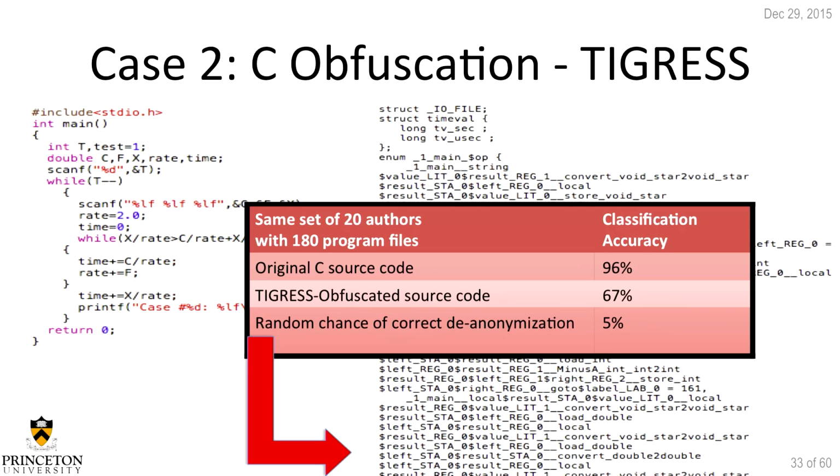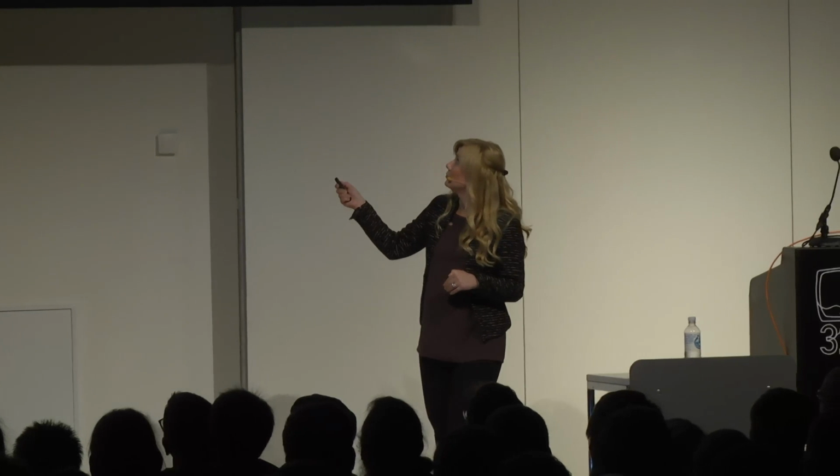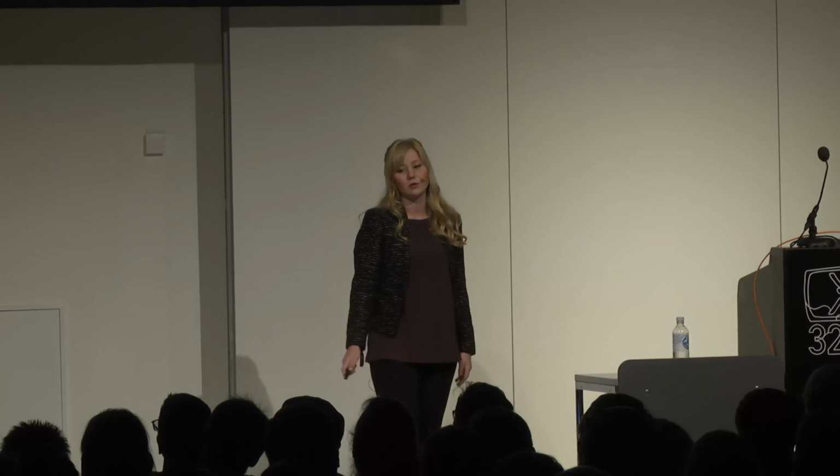We took C programmers for this experiment, and again we had 20 programmers. We are able to de-anonymize them with 96% accuracy, but when we obfuscated with Tigress, changing the structure of the program as well, while the functionality remains the same, we get 67% accuracy. So there's almost a 30% drop in accuracy. But compared to random chance, which is 5%, the chance that you can correctly identify someone just randomly, 67% is a very high number, which shows that your code is certainly not completely anonymized once you apply this obfuscator. So this kind of gives the answer that obfuscation is not the solution to anonymization in source code.